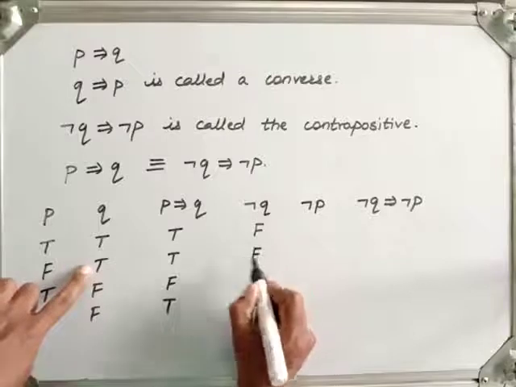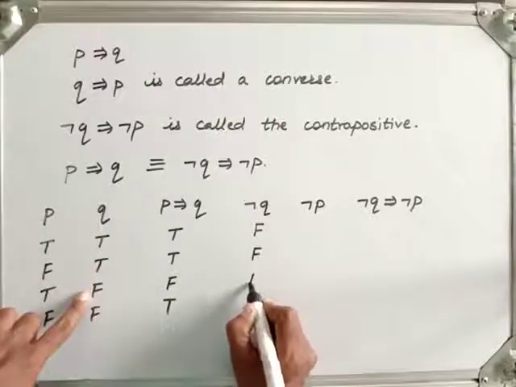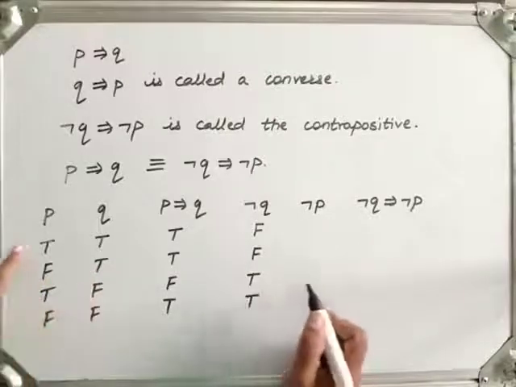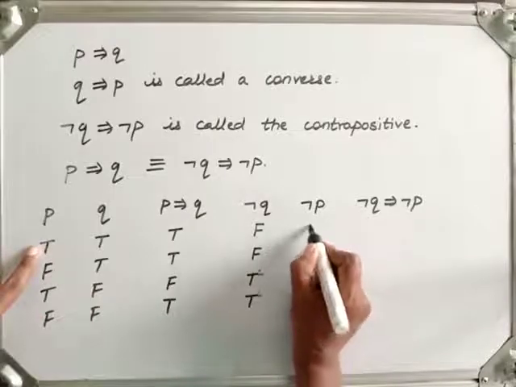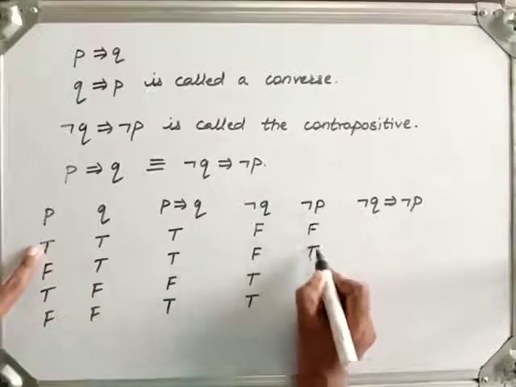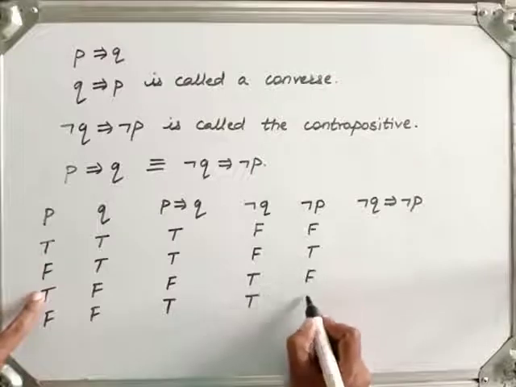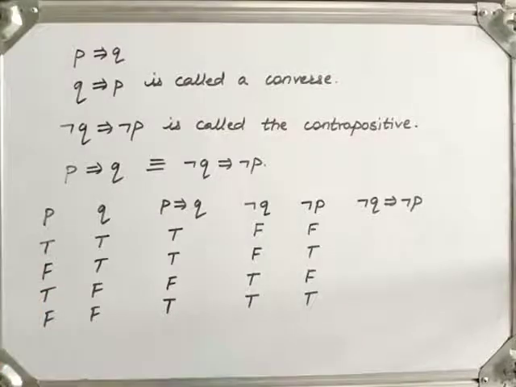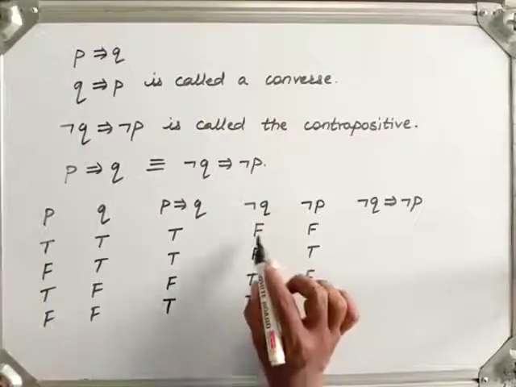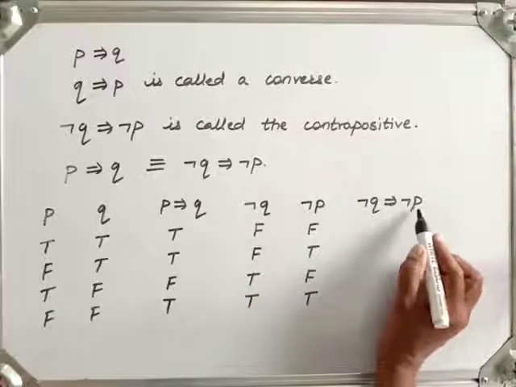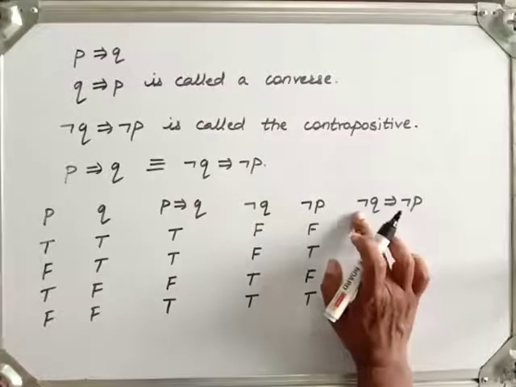Then again this true will become false. Again this will become true and true. Similarly, what about negation P? This will become false, true, false, true. Now look at this. Now negation P implies negation Q implies negation P.